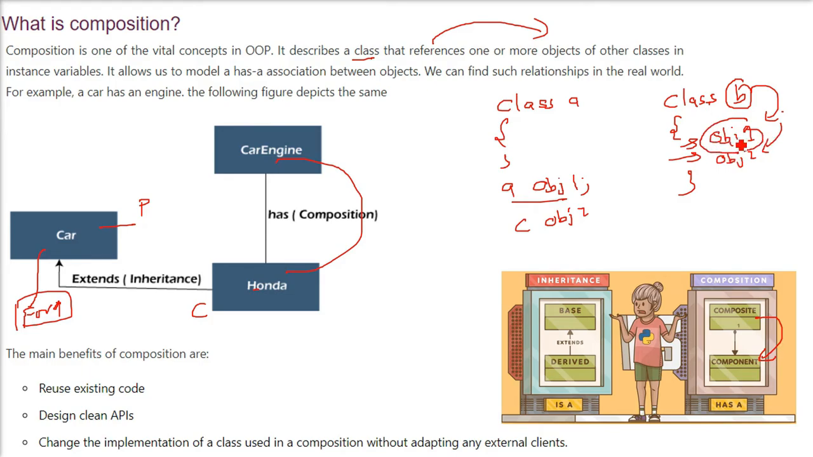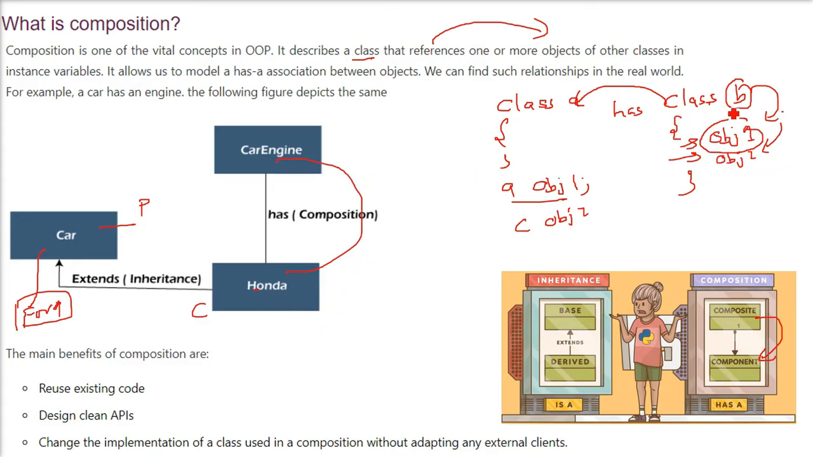So it models an association between objects. As I just told you, in the real world we have this Honda and car engine kind of situation. So class B has A, class B has A, and class B has C also. I have not made the class C, but just imagine. So this is the whole scenario we are discussing.